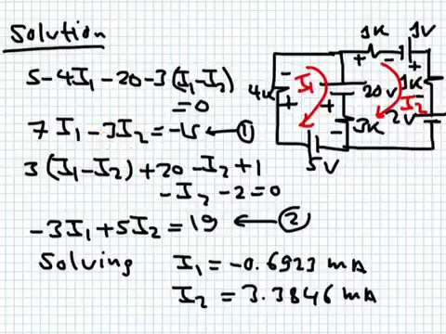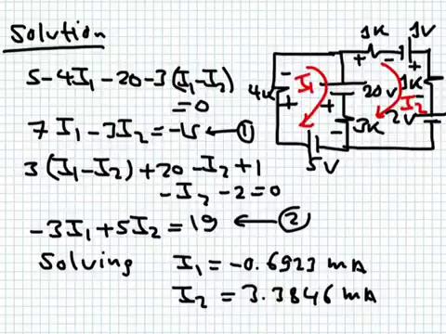This is the first equation, and if you simplify this one, this is the second equation. If you solve this using determinants, using your matrix, whatever, you end up with this answer here. This is I1, this is I2. I1 is the same one we got in the first technique. I2 changed a little bit, okay?